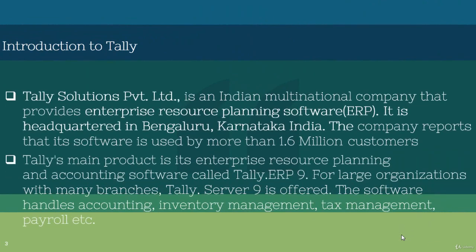Tally is an ERP software. It means enterprise resource planning software. By using ERP software, we can control all of the transaction activities and all of the managerial activities in the organization. So Tally is one of the ERP software. It's created by Tally Solutions Private Limited. It is an Indian multinational company, and its headquarters is in Bangalore, Karnataka, India, and there are 1.6 million customers using this Tally software.